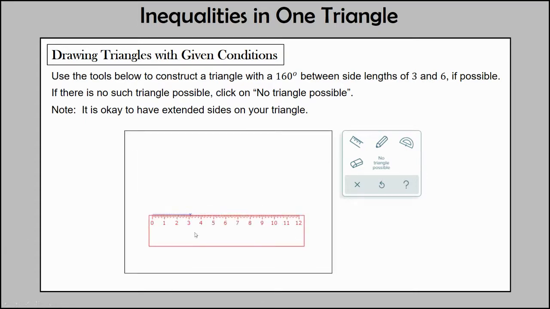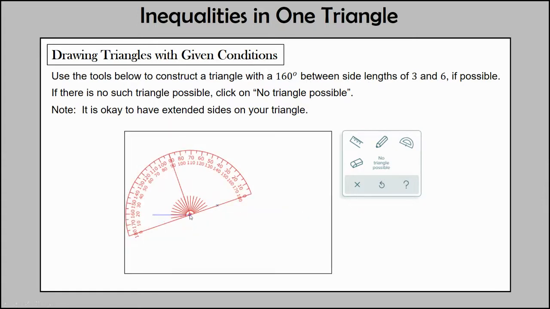So what we're going to do is, the first thing I'm going to do is draw a 3-inch line that's going to be the first side of my triangle. Okay, so there's 3 inches. Now off of this line, I'm going to make a 160-degree angle. So I'm going to put the center here, and this got kind of twisted on me, but if you notice, see how this line goes right through 160? So then I marked right on this edge here. So I know that this is 160 degrees. Here to here is 160.